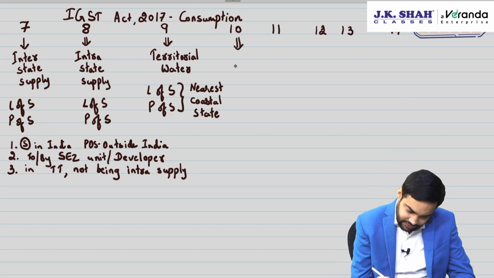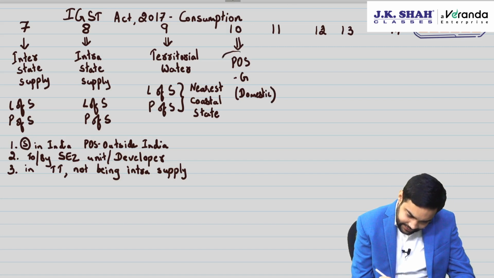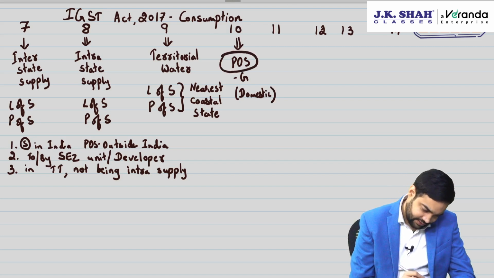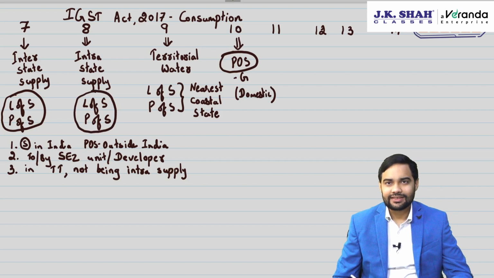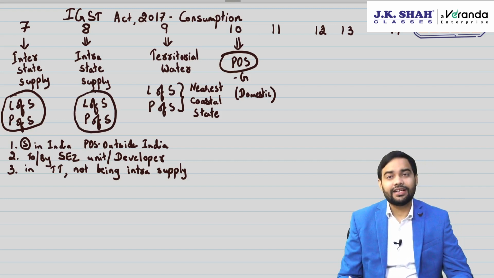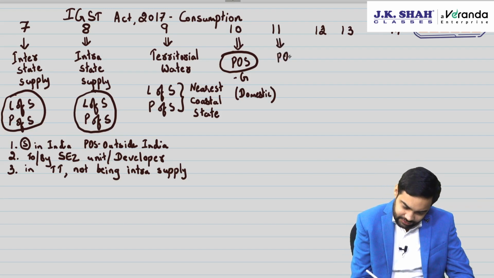Section 10 deals with place of supply for goods, domestic transaction. What's the importance of this place of supply? The two factors required to determine the type of tax are location of supplier and place of supply. From section 10 onwards we get to know the place of supply. Section 11 deals with place of supply, again goods, but international transactions.